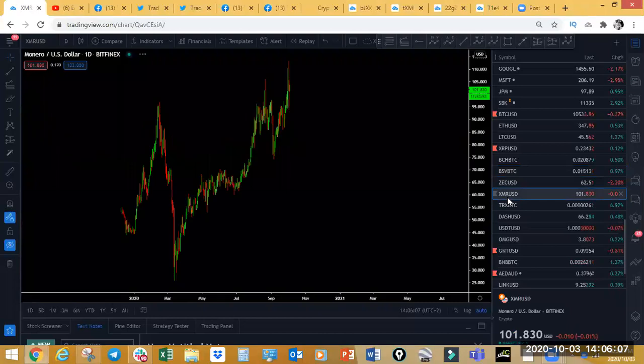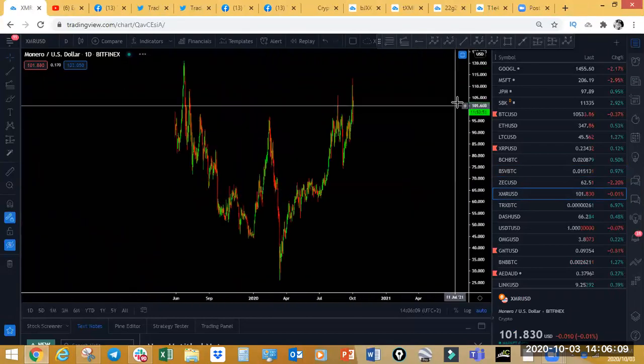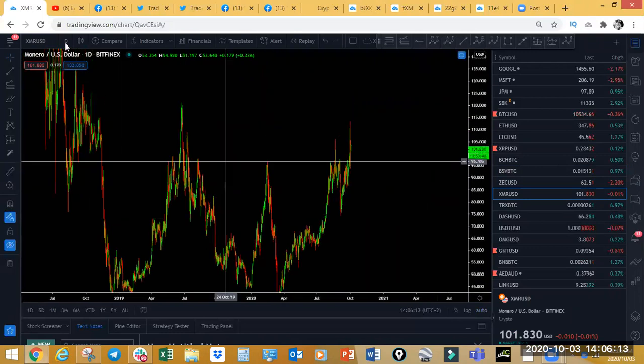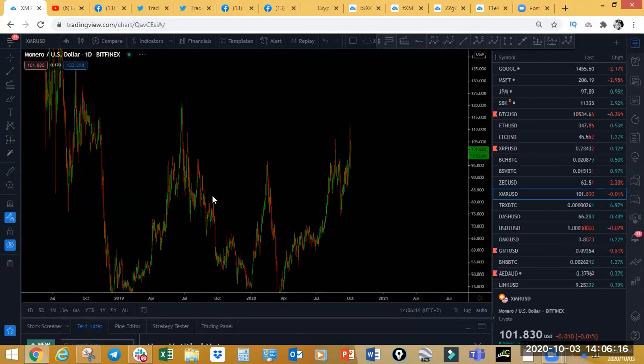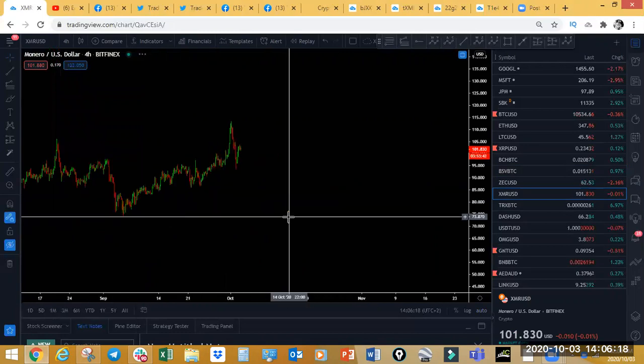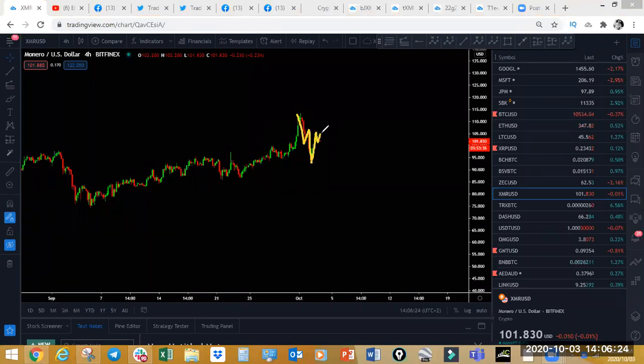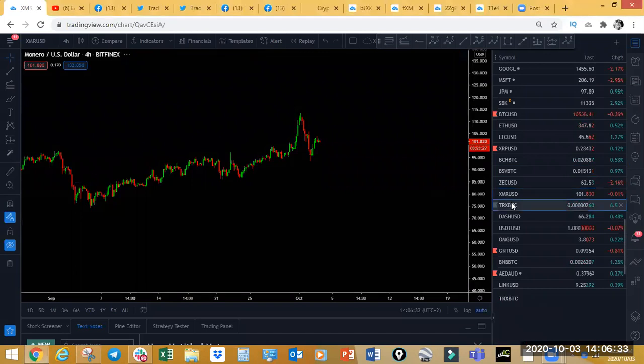Monero. Monero, we're seeing a pullback here. This is on the daily. Let's go to the 4-hour. There's a strong pullback on the 4-hour, but then it looks like it's resuming the move to the upside here. So Monero, this is a 3-wave pullback on the 4-hour, a pulsing move up here. Look for this one to go retest the previous high at around 115, then possibly a pullback before continuation to the upside.